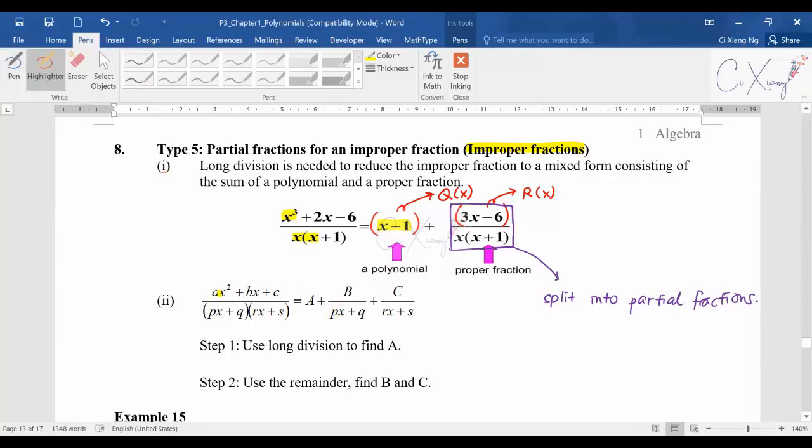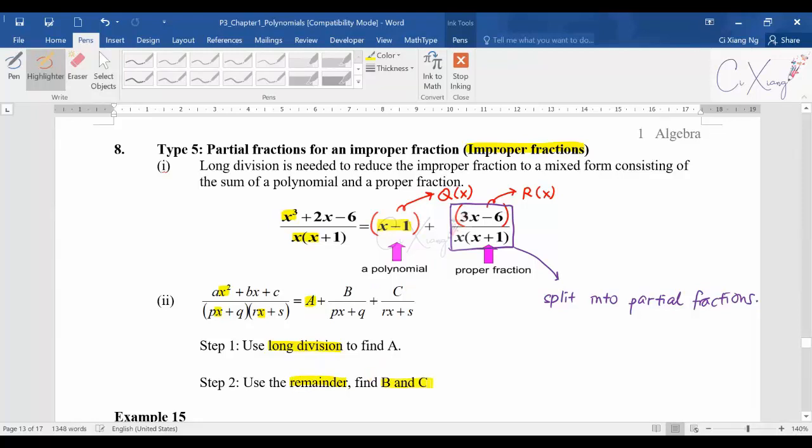If I have degree on top of x squared and degree at the bottom also x squared, it is still an improper fraction. So first you need to use long division to find a. This is actually the quotient. And after that, you use the remainder to find b and c.